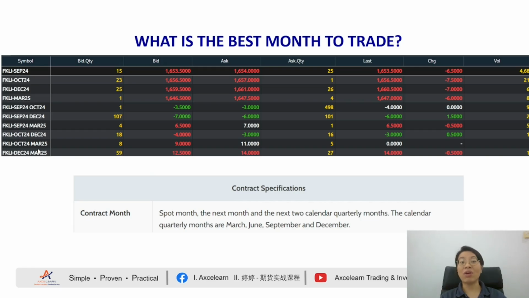So you can see that for FKLI, it is relatively easier because we only have 4 contract months available for us to trade. But if you refer to FCPO, there are relatively more contract months for you to trade. We can even trade up to 3 years ahead.